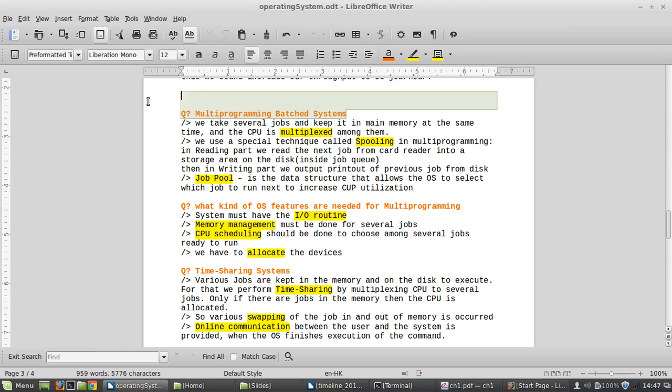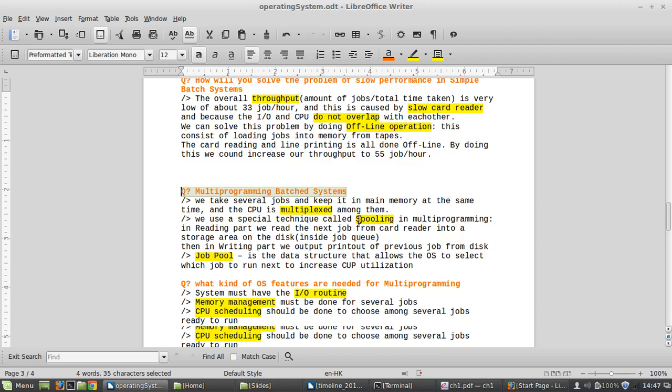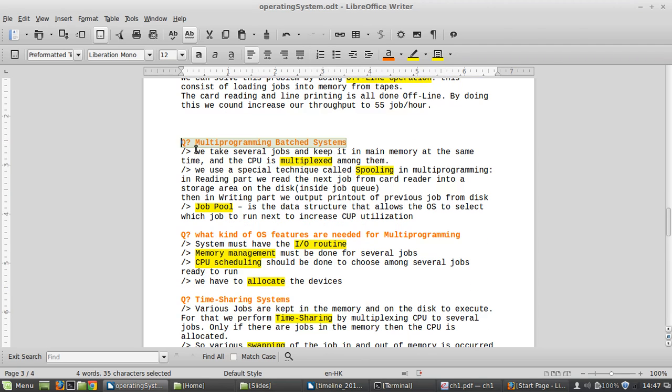Now, going through the multiprogramming batch system. So what is this multiprogramming batch system? This is the second version, an upgraded version just above the simple batch system. It came just after the simple batch system.